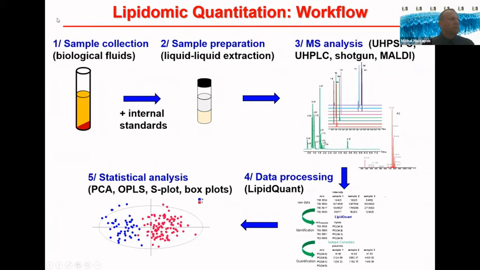So I'm starting with the workflow of lipidomic quantitation, which is nothing surprising. We start from sample collection, typically biological fluids or tissues, then the addition of suitable exogenous internal standards, and sample preparation, typically liquid-liquid extraction based on chloroform, which is preferred in my laboratory. Then the key part is mass spectrometric analysis, either using liquid chromatography or preferably supercritical fluid chromatography, or shotgun approaches, or desorption ionization techniques.